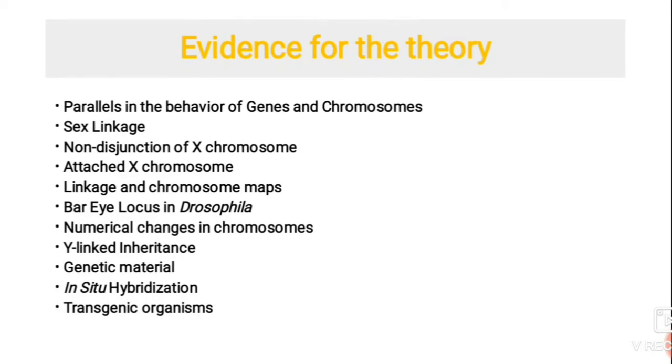Next are the numerical changes in the chromosomes, which means haploidy or diploidy. In addition to structural changes in the chromosomes, numerical changes also furnish evidence in favor of the chromosome theory of heredity. In most cases, a loss, that is monosomy, or a gain, trisomy, of a single chromosome produces marked morphological and physiological abnormalities.